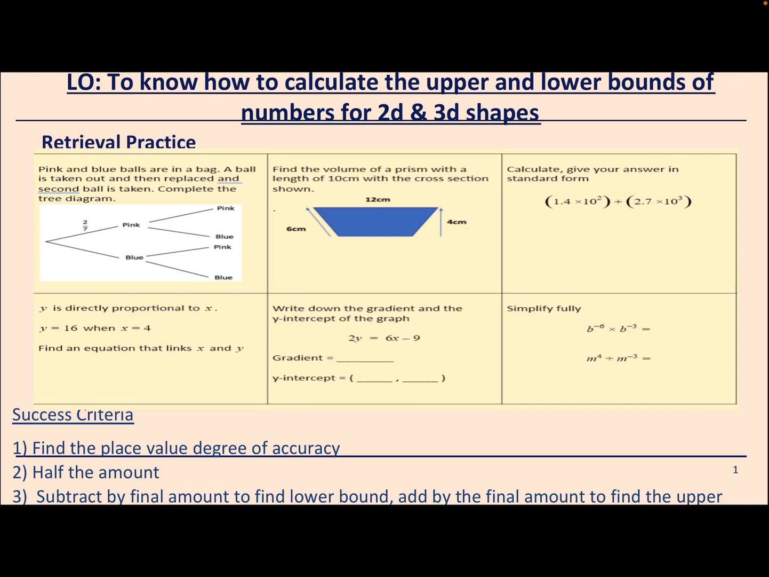Today we'll be learning how to calculate the upper and lower bounds for aspects of 2D and 3D shapes. So as for area and perimeter, we're going to be finding the upper and lower bounds for them.